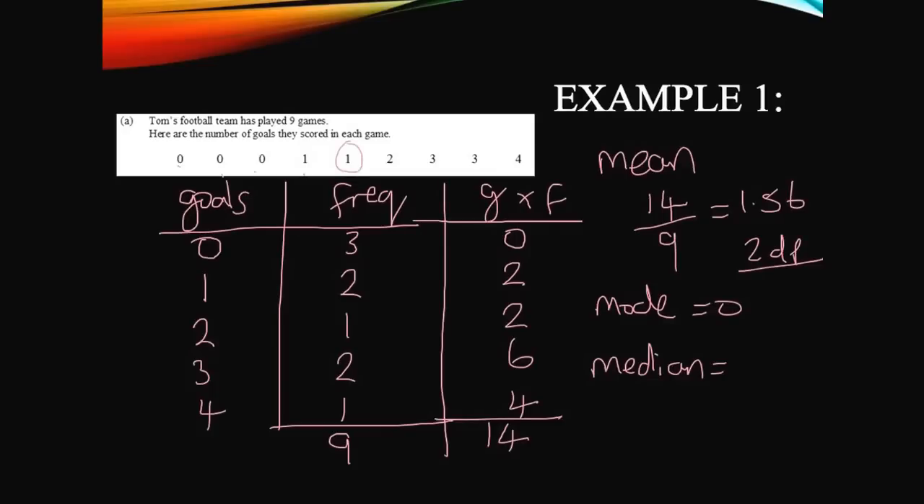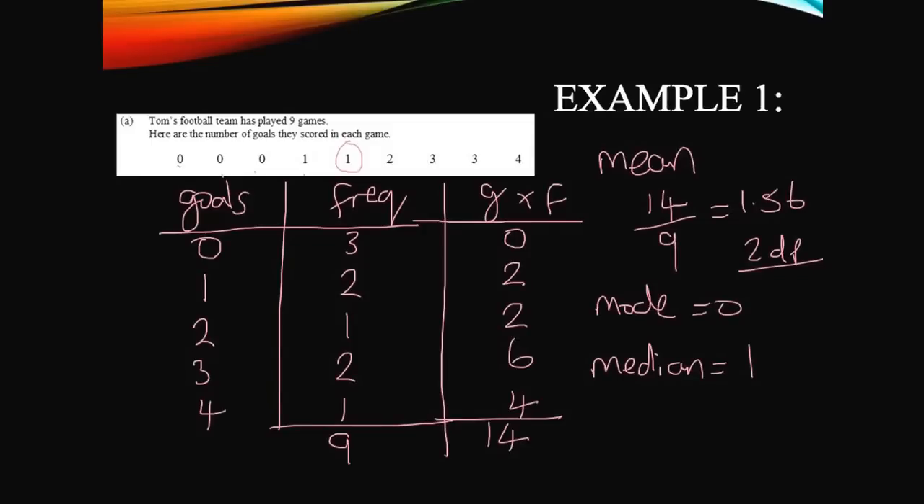So the fifth game, now the fifth game appeared, let's see, well, looking down my frequency list, here are 3, and then 5 would be here. So the fifth one, the fifth frequency, is in this box here. So again, the median would be 1. And again, we can work this out from our table alone.